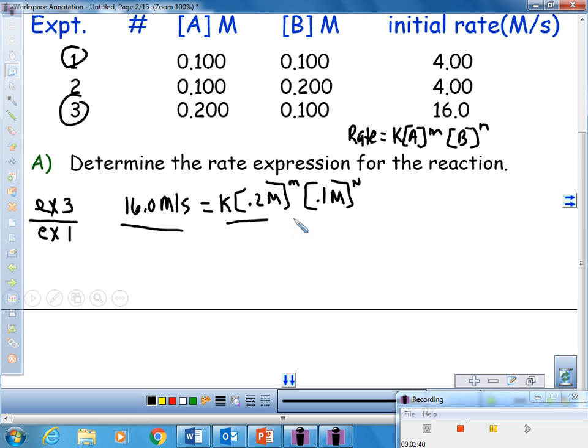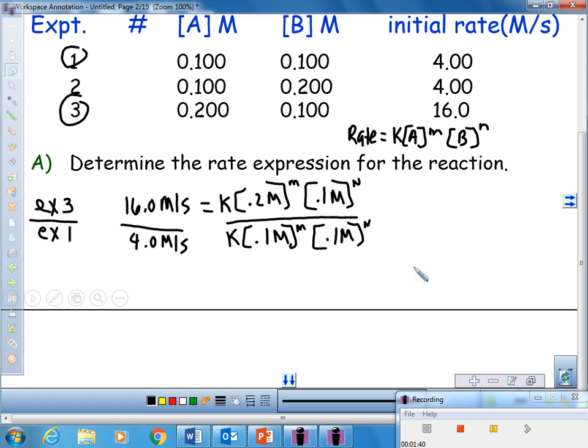Alright, so now I'm going to do this for experiment 1. And so for experiment 1, my rate is 4 molarity per second, 4.00. And then K, we still don't know. And then my A was 0.1 raised to some power. And then my B was 0.1 raised to the same power.